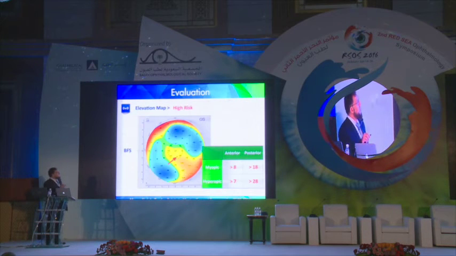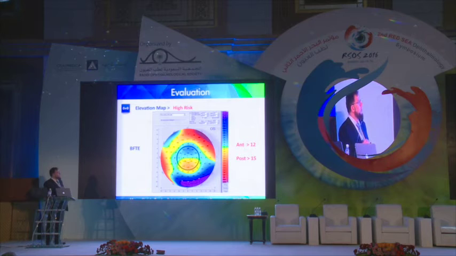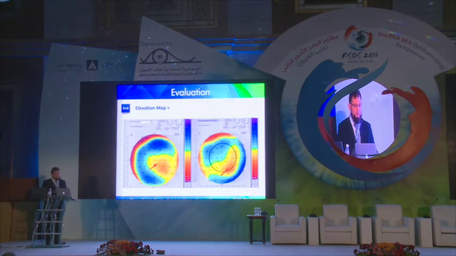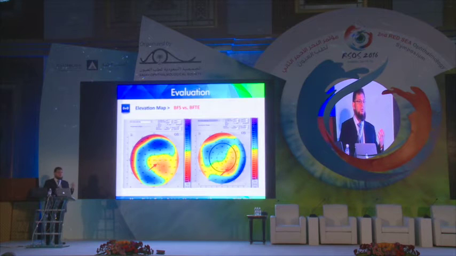So it is high risk when the corresponding point is above these cutoff points, or if I'm using the best fit toric ellipsoid, it is high risk when we have above 12 for the anterior or above 15 for the posterior within the 5 millimeter. We have to study both modes. It is not sufficient to study the best fit sphere or the best fit toric ellipsoid, because sometimes it is normal on one of them and abnormal on the other one.